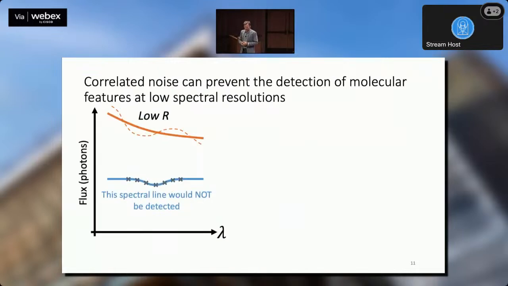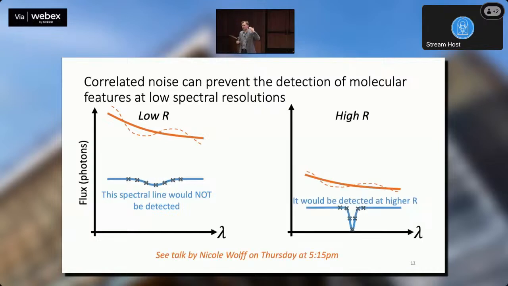Another way to illustrate the problem with correlated noise is that if you're trying to detect a line at low spectral resolution, and you have correlated noise in orange, and the length scale and the amplitude are similar, then you're not going to be able to detect the line, because there's no way to tell the signal from the noise apart. But if you go to high spectral resolution, then with the same correlated noise, there's no way for the noise to explain a sharp feature in your data. So you're going to be able to detect, say, oxygen at high spectral resolution, unless there's too much noise elsewhere, but even in the presence of correlated noise.